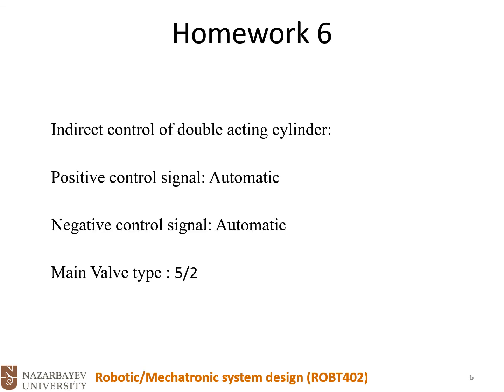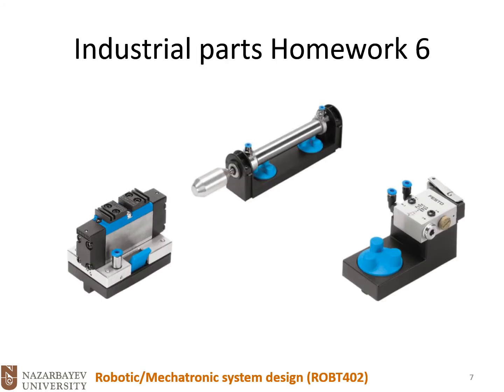Homework 6 is about indirect control of double acting cylinder. So same as the previous homework. However, for both positive and negative control signal, we expect to have automatic control, and the main valve type is 5x2. These are some industrial parts that could be used in real applications and real pneumatic circuits.